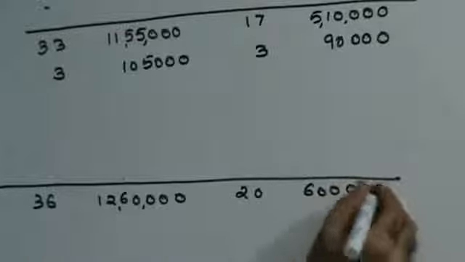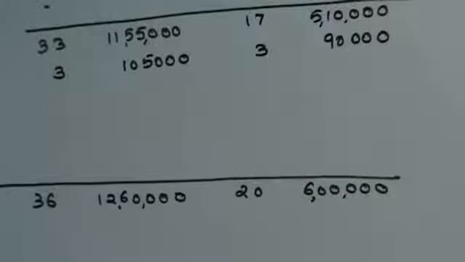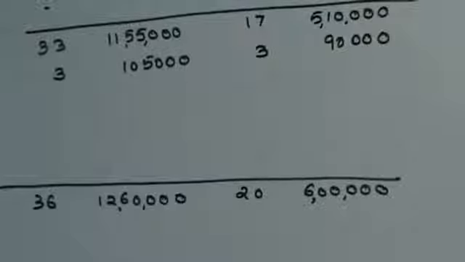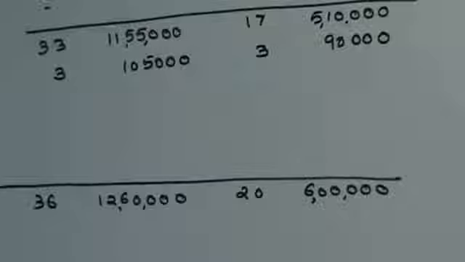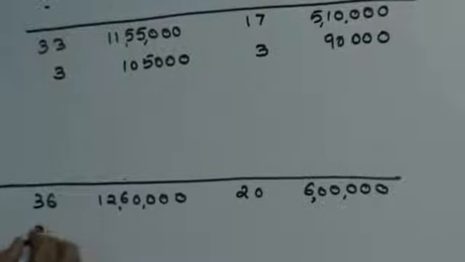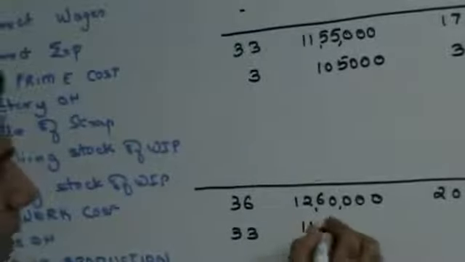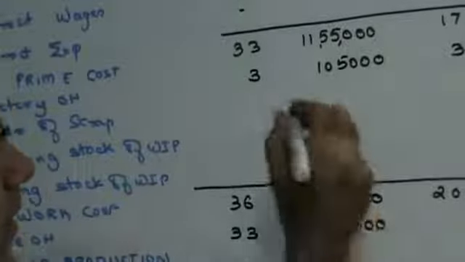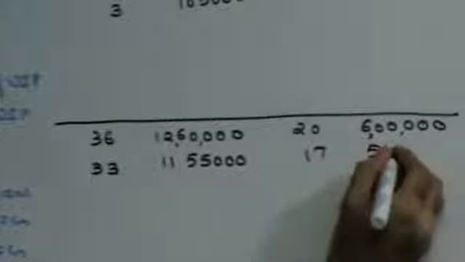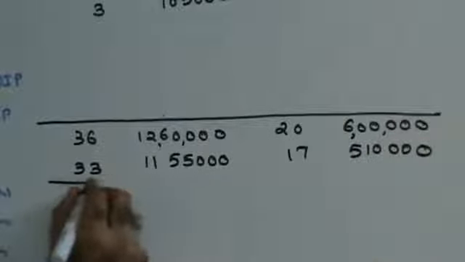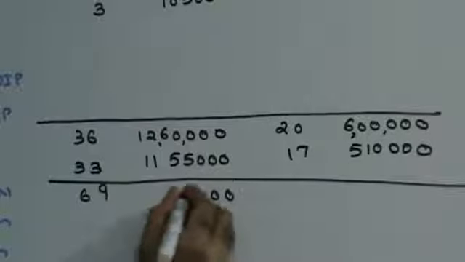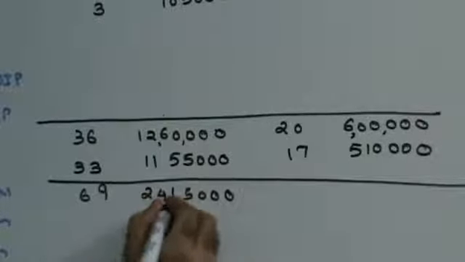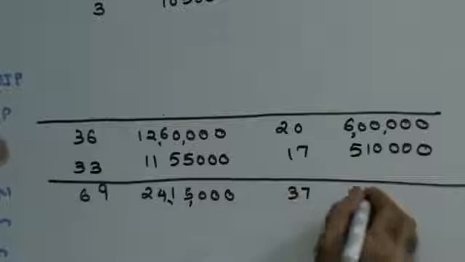26 lakhs. Right? Once you have this, next they have given you administrative overheads are 100% of prime cost in each product. 100% of prime cost means whatever is the prime cost, the office overheads is same. So my prime cost is 11,55,000 for product A. Prime cost is 5,10,000 for product B. So when you add this will give you 969. Someone please help me add this. 24,15,000, 11,10,000.